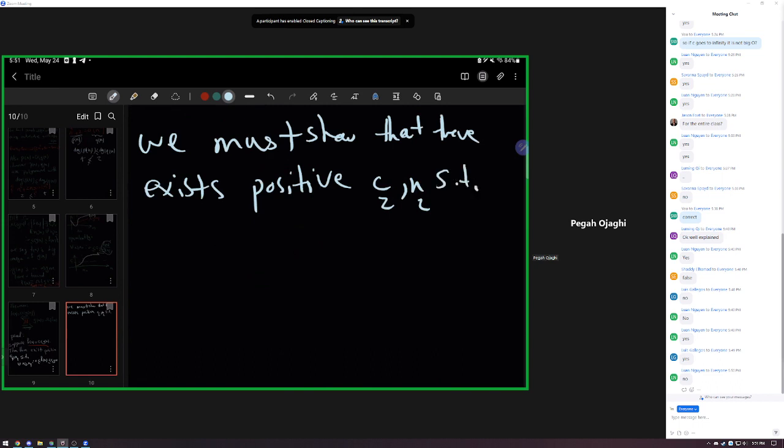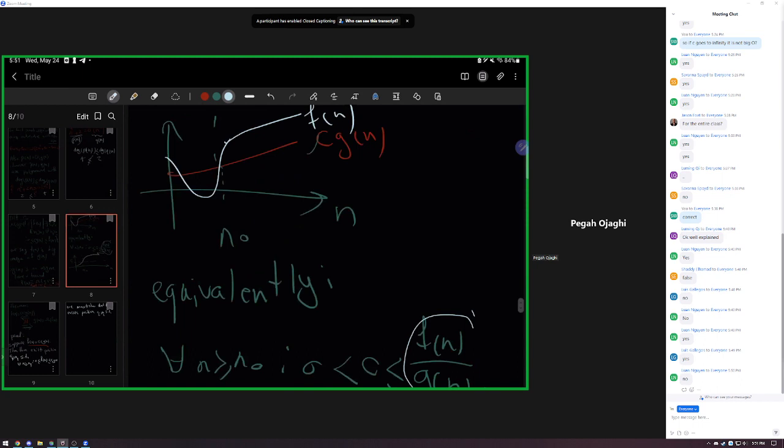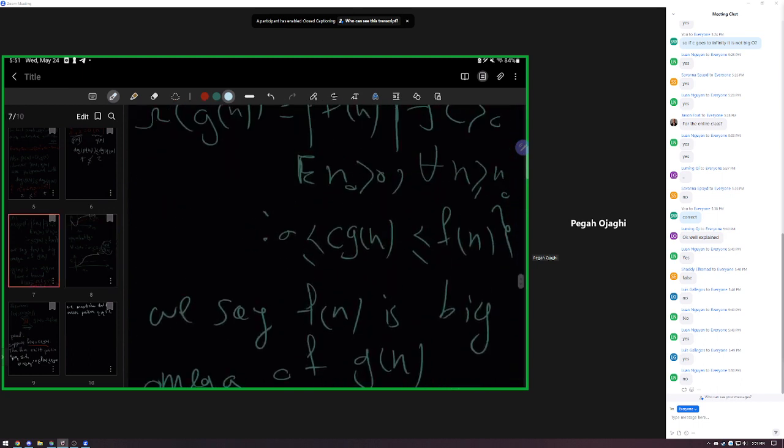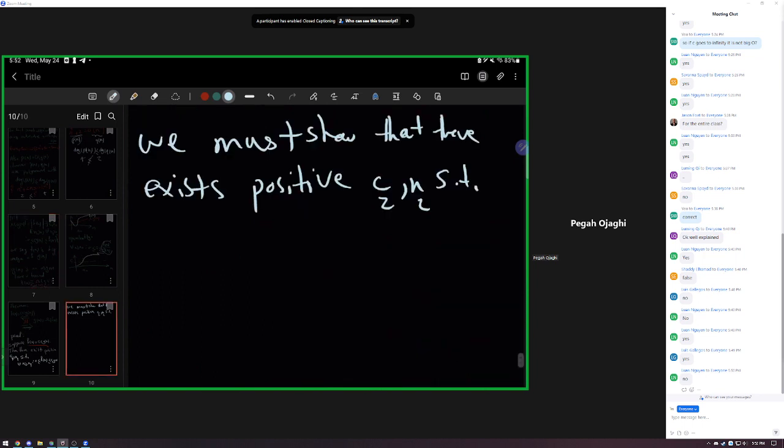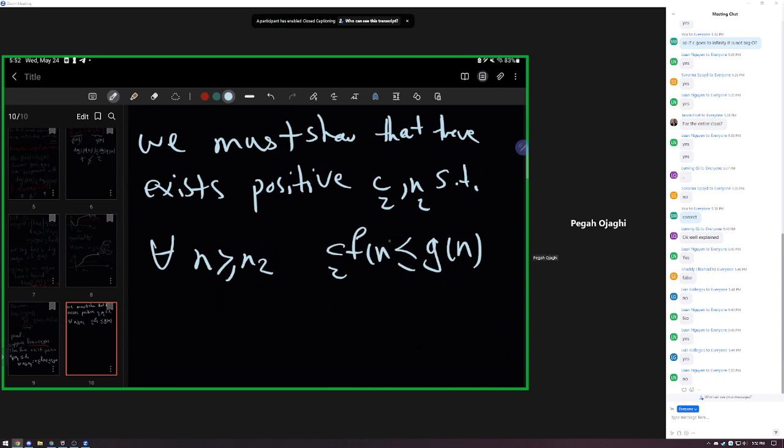Let's go to the definition of big omega. What was the big omega definition? There exist N naught and C, positive C. So if I want to show this, there should be n greater than or equal to N2, and 0 less than C2 f of n less than or equal to g of n.